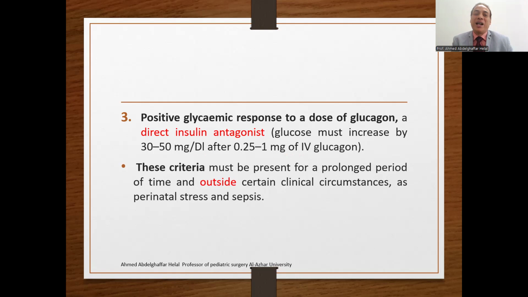When you give glucagon, there is a positive increase in the blood glucose level, a positive glycemic response. However, take care: these criteria must be present for a prolonged period of time and outside certain clinical circumstances such as perinatal stress and sepsis. We will speak now about the other causes of hypoglycemia in children. It's very important to be understood.